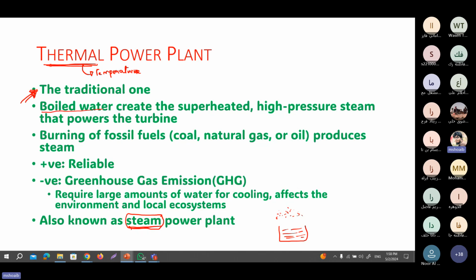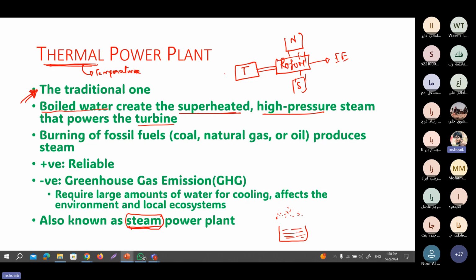So actually we boil water, and it creates superheated, very high temperature and high pressure steam. That steam flows through the turbine and powers the turbine. So the turbine rotates, and as we have learned before, whenever the turbine rotates, since it is connected with our rotor, the rotor also rotates. Whenever this rotor rotates, it cuts the North Pole and South Pole magnetic field, and thus we generate electrical energy.